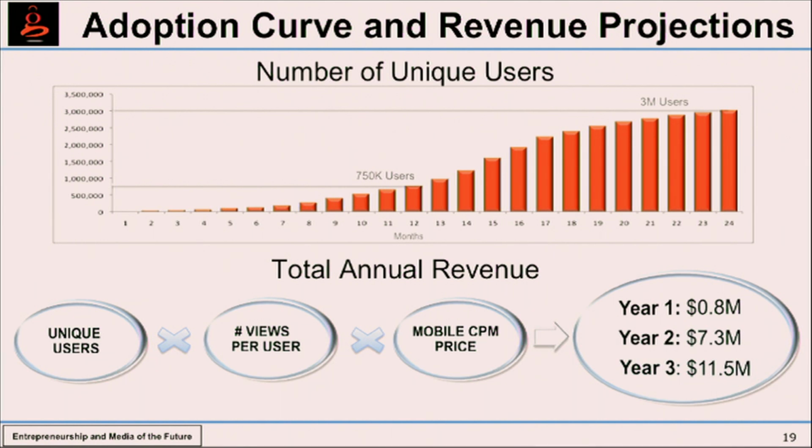Based on these number of unique users, as Lindley had shown, we can actually calculate our projected ad revenue. The number of users times the number of views per user times that mobile CPM number that Lindley generated gets us to a revenue in the first year of just under $1 million, in the second year of just over $7 million, and by year 3, they're over a $10 million a year ad company.